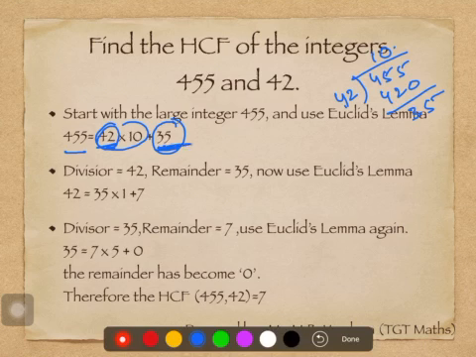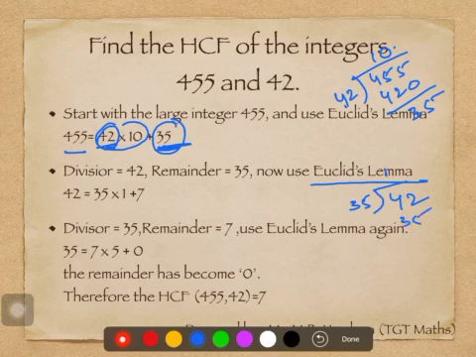So we continue the process with this divisor and remainder. Here the divisor is greater than the remainder, so we use Euclid's lemma on the numbers 42 and 35. Then 35 divides 42: 35 ones are 35 and the remainder is 7. If we write that in Euclid's division lemma form, 42 is equal to 35 into 1 plus 7.